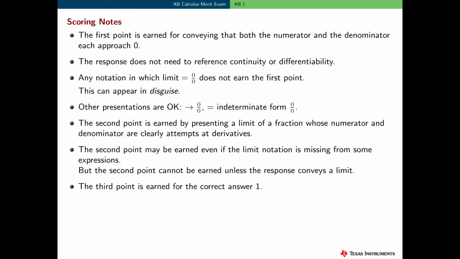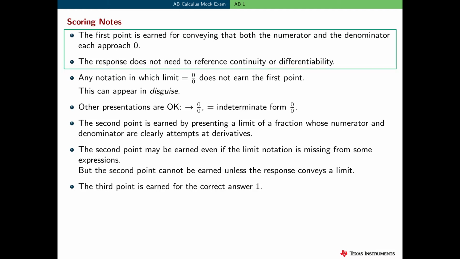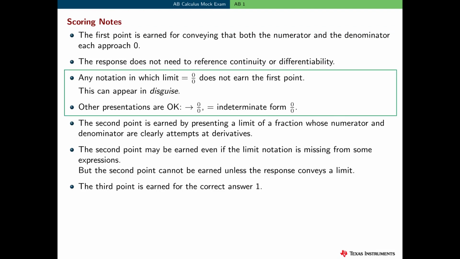Here are some interpretations of these guidelines to help award points and to prepare for problems like this on the next AP Calculus exam. The first point is earned for verifying that both the numerator and the denominator approach 0. In general, the student does not need to reference continuity or differentiability to evaluate either of these limits. That would be nice, but usually it's not necessary to earn the point. In the past few years, any notation that includes equals 0 over 0 does not earn the first point. And this equality can appear in disguise, and that means in an unsimplified expression with an equal sign.